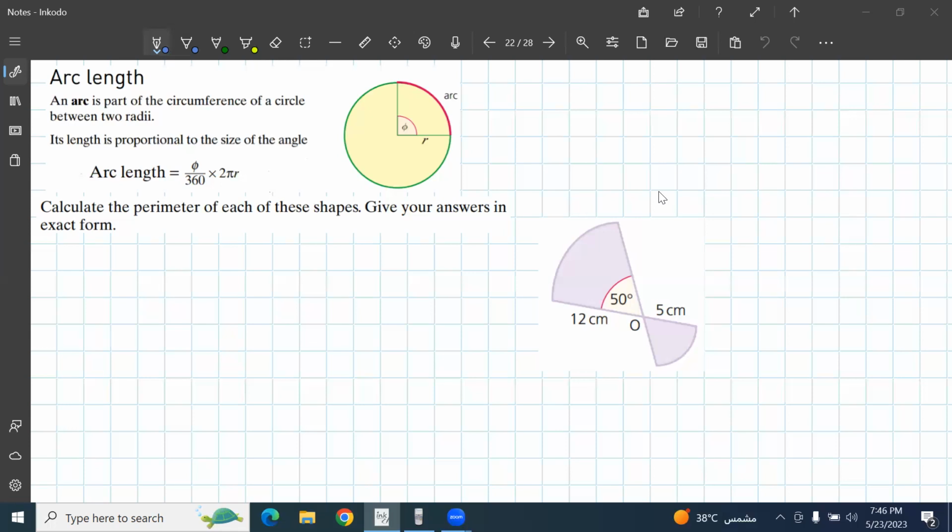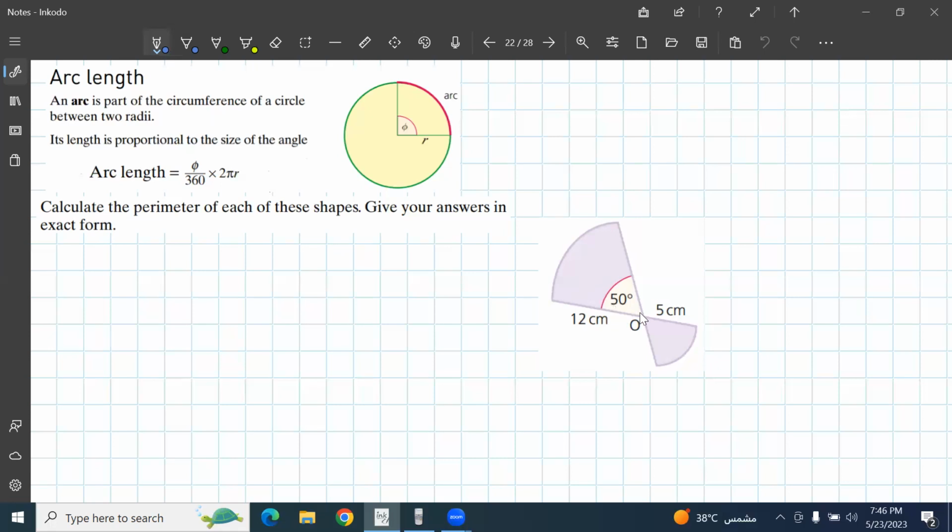So here we have the formula of arc length. Phi represents the angle, and phi/360 multiplied by the circumference. 2 pi r is basically the circumference. So the first question is: calculate the perimeter of each of these shapes. Give your answer in exact form, so it means we will not apply the value of pi. So let's have a look.